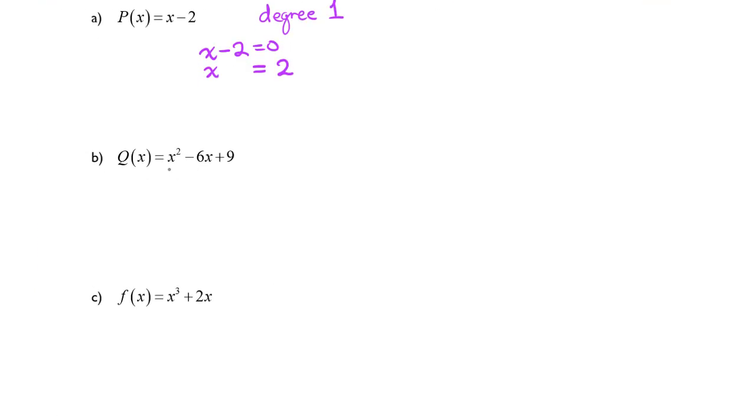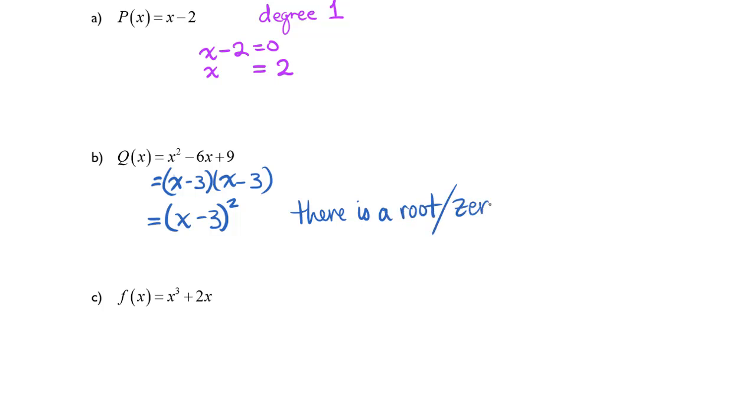In example B, we have q of x equals x squared minus 6x plus 9. Let's see if we can factor that. We'll have an x and an x, a minus 3 and a minus 3. This means that we have a perfect square trinomial that can be written as x minus 3 quantity squared. That means that there is a root, or zero, at x equals 3 with multiplicity 2.